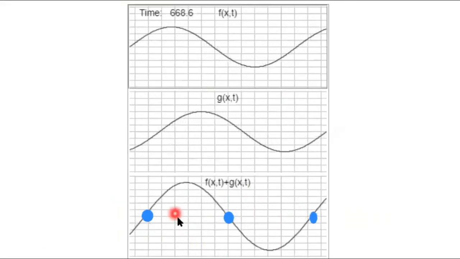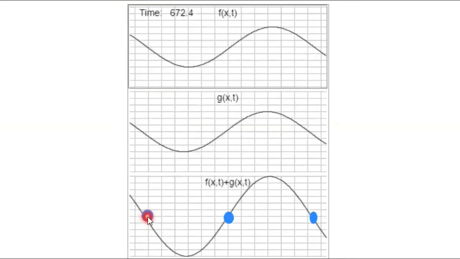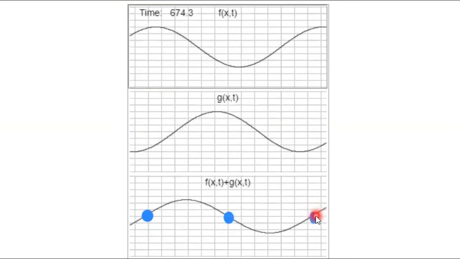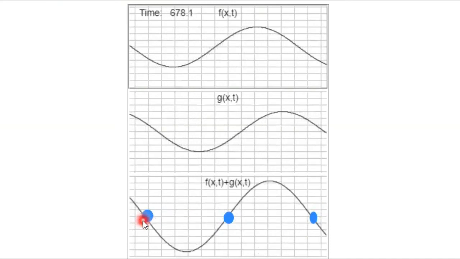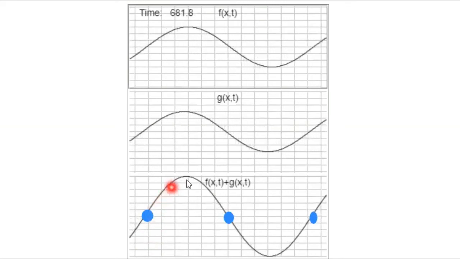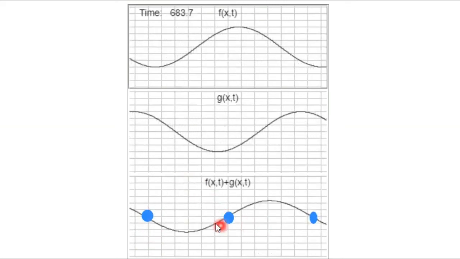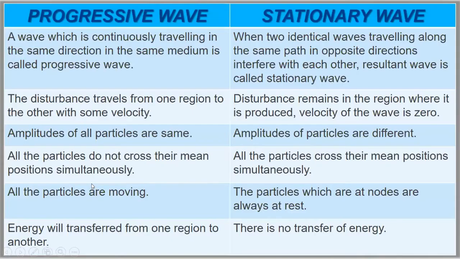While in a stationary wave, the particles which are at nodes, these three nodes, are not moving about their position. All the other particles are in motion, but these three particles are not moving. In a progressive wave, all the particles are in motion, while in a stationary wave, the particles which are at nodes are always at rest.